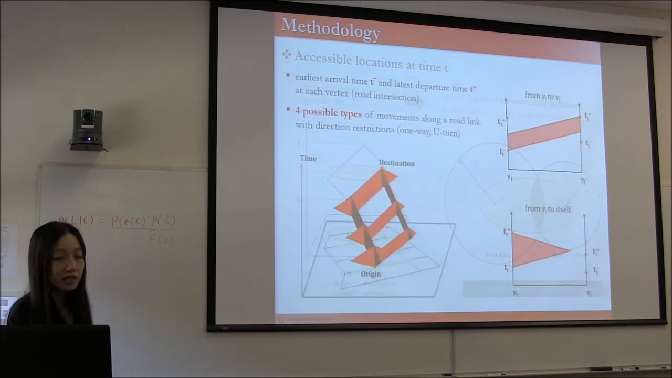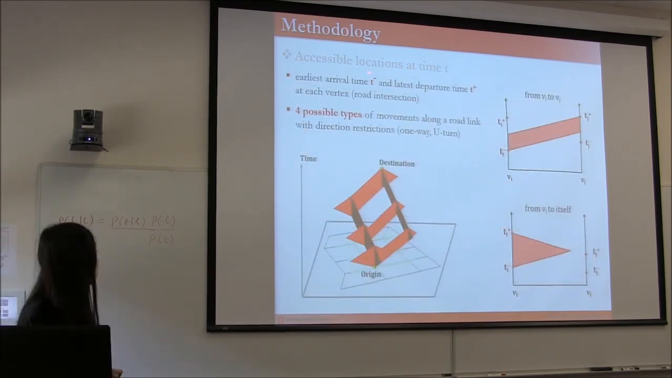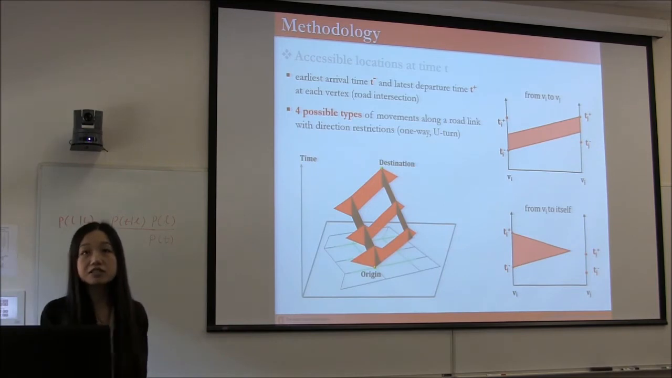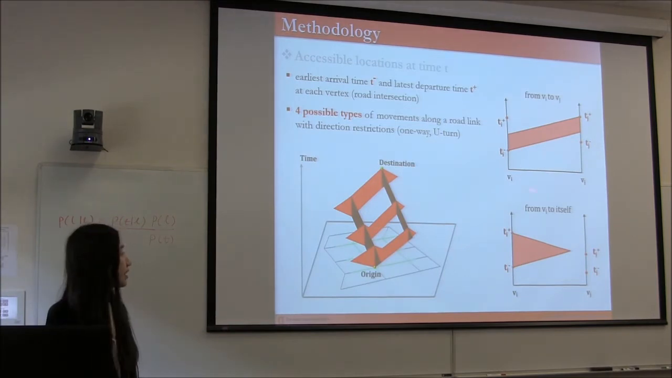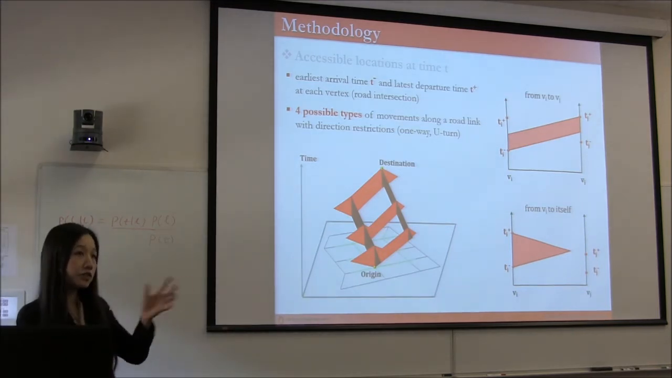So those two disks will give rise to all the accessible locations at that given time t. For the network time prism, we did similar things. We derive the earliest arrival time at a vertex, which is a road intersection, and the latest departure time at the vertex. There are 4 different types of movement along an edge, along a road link. These are 2 of them, and the other 2 will be just a symmetry of these 2.